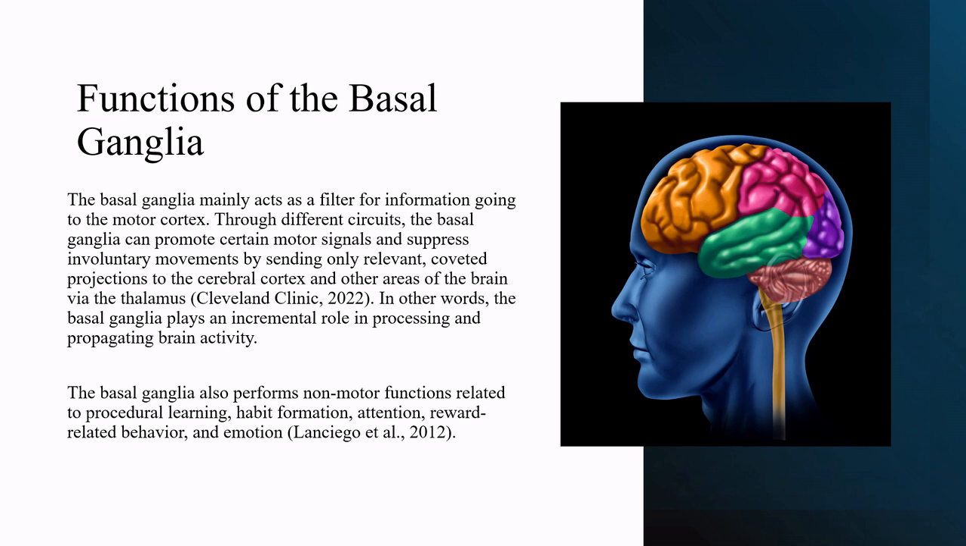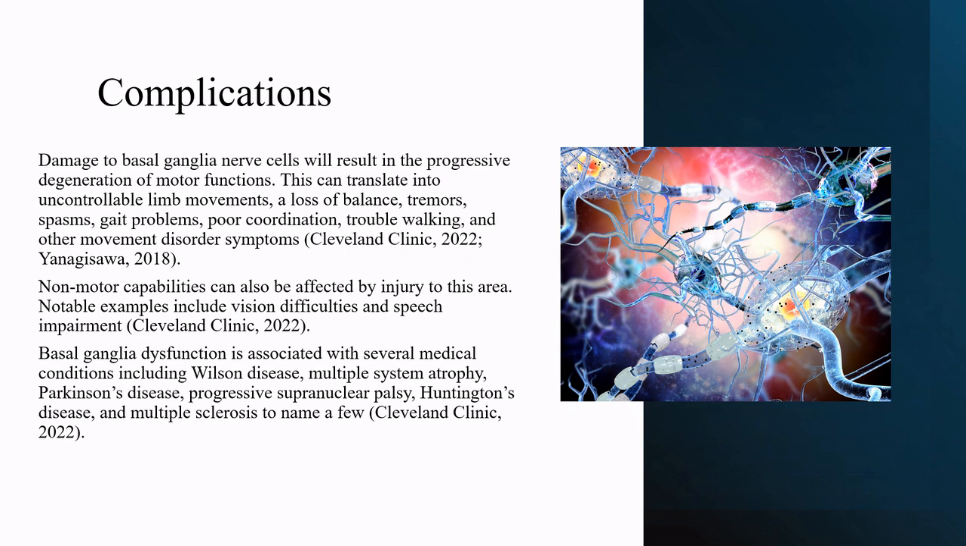In other words, the basal ganglia plays an integral role in processing and propagating brain activity. The basal ganglia also performs non-motor functions related to procedural learning, habit formation, attention, reward-related behavior, and emotion. Damage to the basal ganglia nerve cells will result in the progressive degeneration of motor functions.